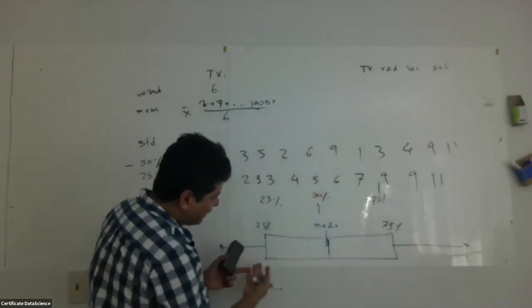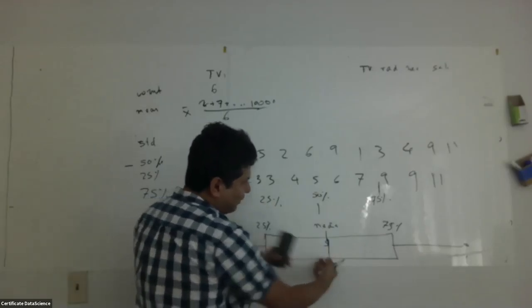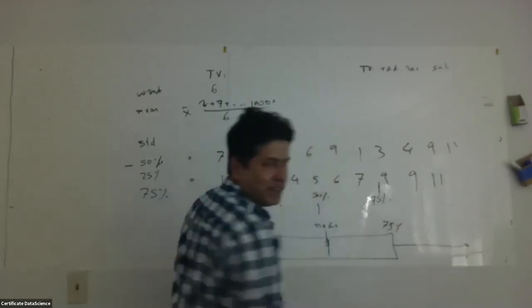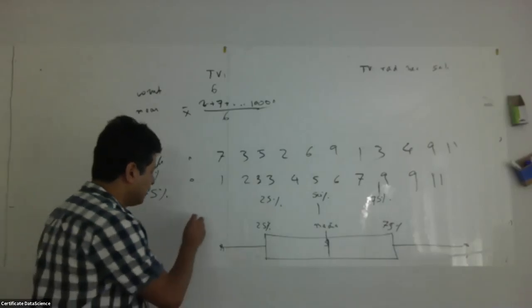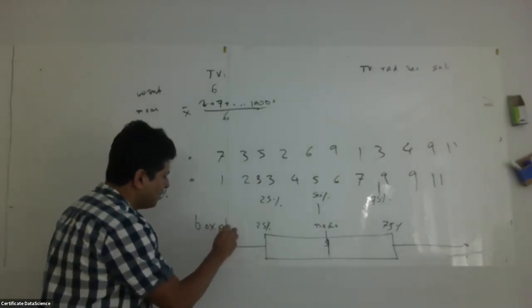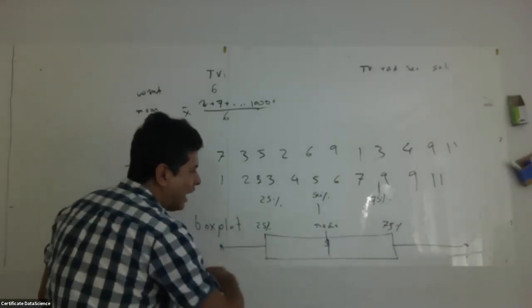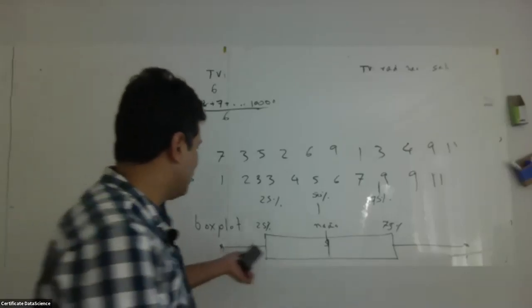It gives you an idea that most of the things are varying around here, and there are a few, a little bit outside. It's called a box plot. So this gives you an idea: are the numbers all over the place or not?